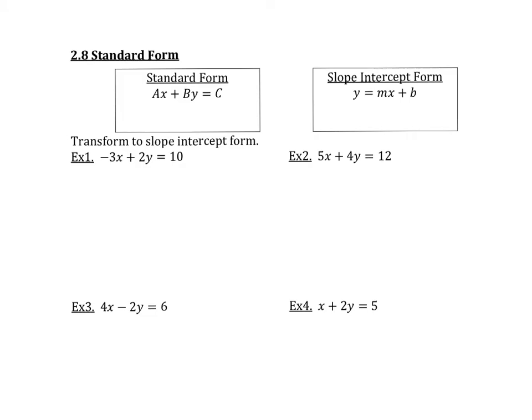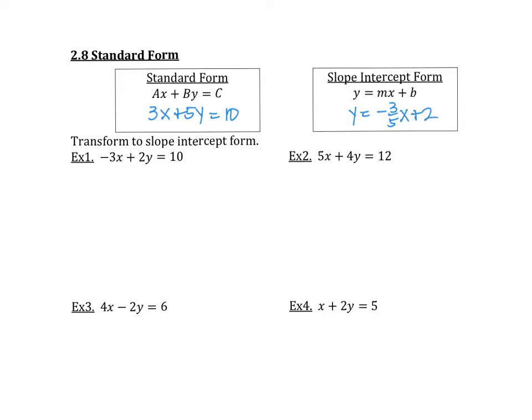Section 2.8 is standard form. Standard form is the format ax plus by equals c, where a, b, and c are integers. For example, standard form might look like 3x plus 5y equals 10. That's standard form. Slope-intercept form is the one that's the easiest to graph. So that might look something like y equals -3/5 x plus 2.